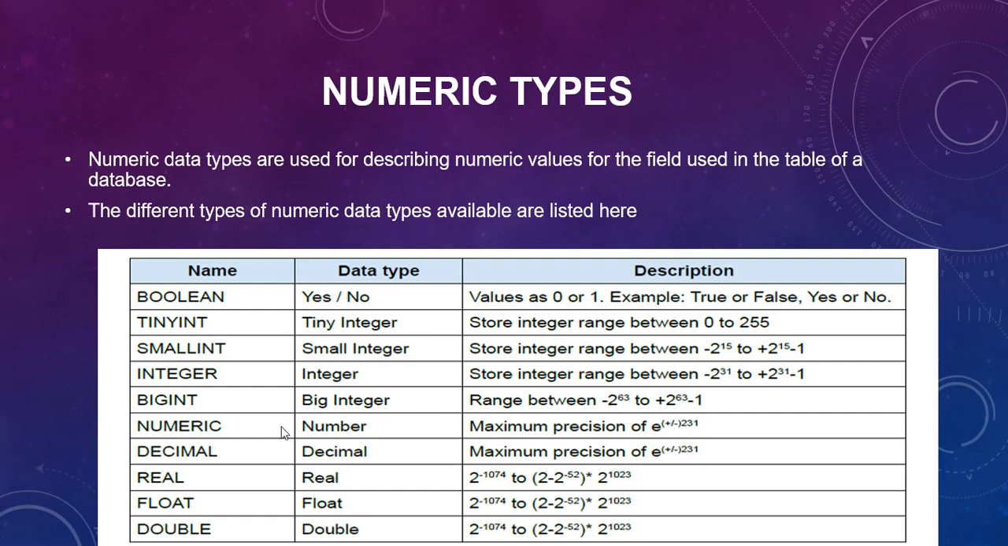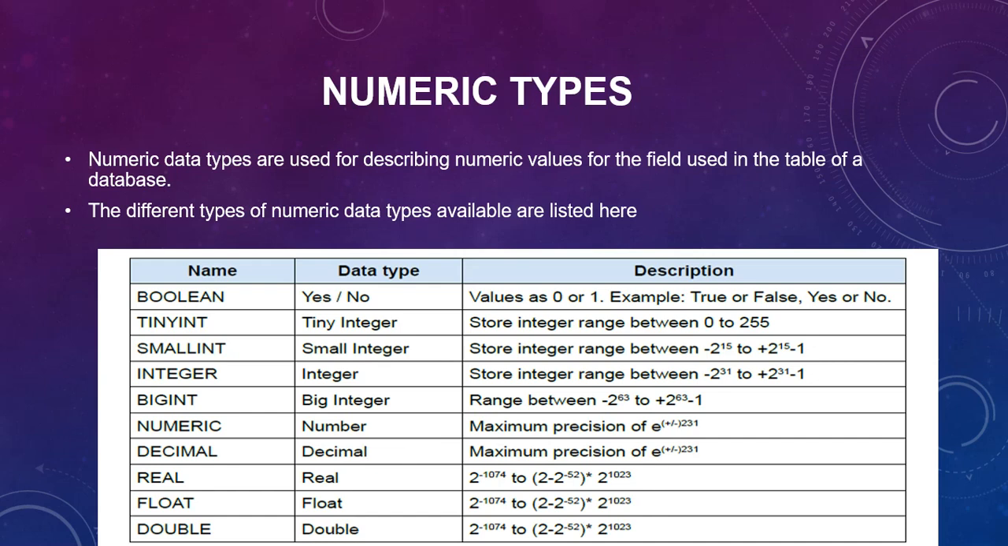The next one is numeric, which is nothing but number. Numeric means number, which also has precision values. E power, E stands for exponent. Exponent that you have learned in your maths, right? So E power plus or minus, negative or positive, 231. The next one, decimal, which allows decimal values of precision of maximum values up to E power plus or minus 231.